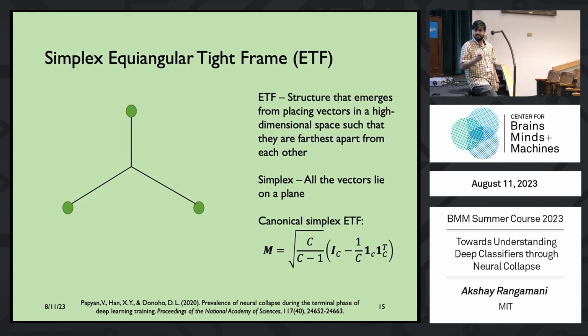So the next thing I need to show you is the simplex equiangular tight frame. This is a structure that emerges as a solution to a certain problem. The problem is I have a certain number of high dimensional vectors, and I need to place them such that they're as far away from each other as possible. How do I do that? That is an equiangular tight frame. And the simplex part is just that all of these vectors also lie on the same low dimensional simplex in a higher dimensional space. And we can actually write down the canonical formula for this. This is just an identity matrix minus the matrix of all ones.